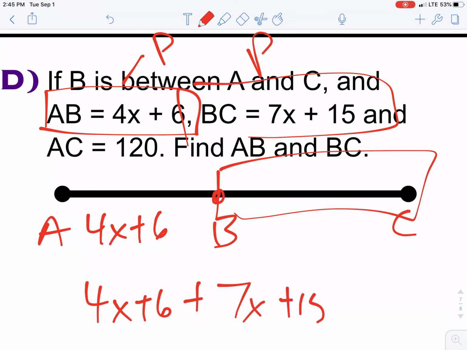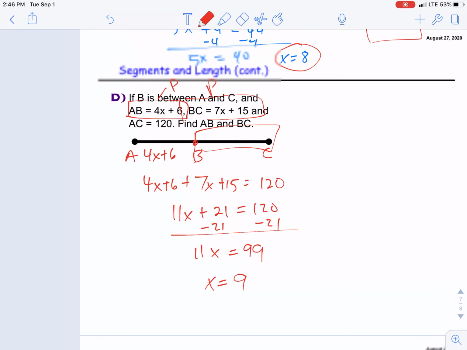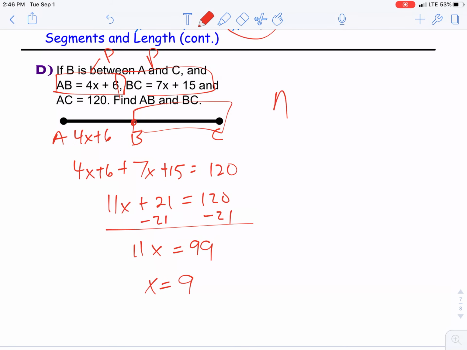And then it's just a matter of you subtracting, dividing, getting x, and then again the directions say find A to B. AB is equal to 4 times 11 plus 6. Oh, sorry, 9, not 11. 36 plus 6 is 42. That's A to B.